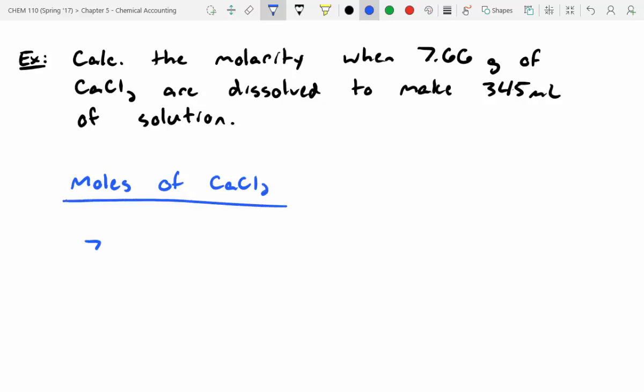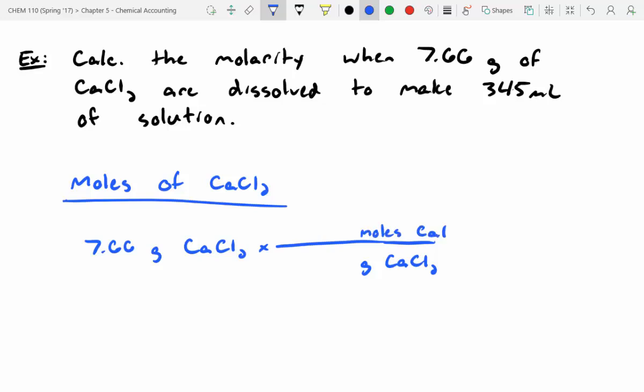So let's break this down. Okay, we know we've got 7.66 grams of calcium chloride. How can we convert this to moles? Yeah, the molecular weight. So I'll put grams of calcium chloride on the bottom. We can put moles of calcium chloride on the top. That will cancel out grams and gives us moles, right? Okay, did anybody go through and determine the molecular weight of calcium chloride? 106.98. So let's double check that.